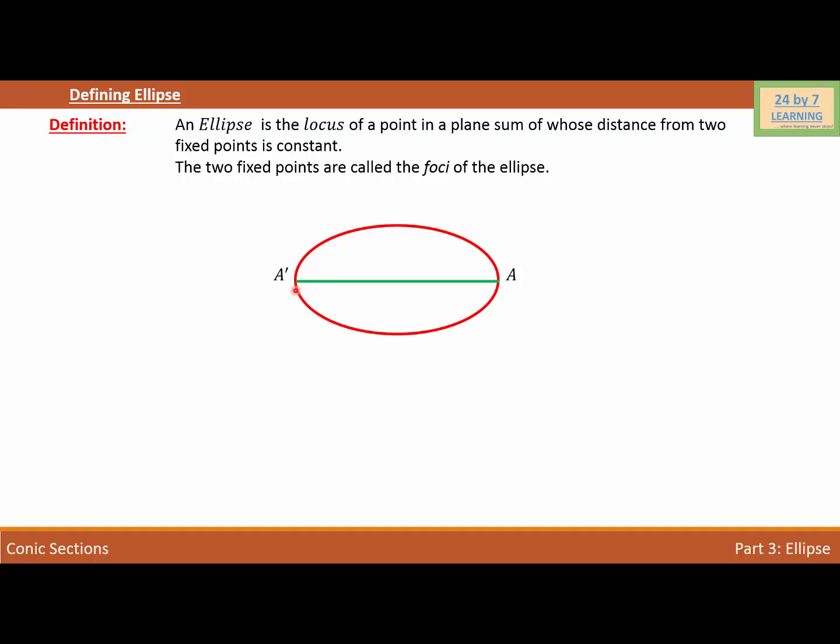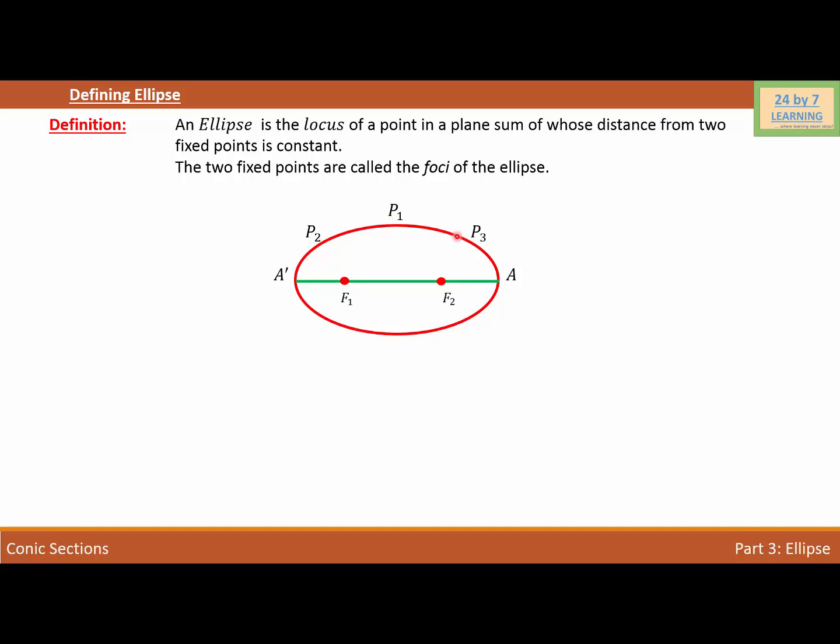Now I'm going to consider two fixed points on this line, which is basically this point and this point. Let the names of these two points be F1 and F2 respectively. So basically this is the ellipse and I have the foci for the ellipse, which are F1 and F2. So we have two foci for the ellipse. Now I'm going to consider a few points over here on the ellipse. Let my points be P1, P2 and P3.